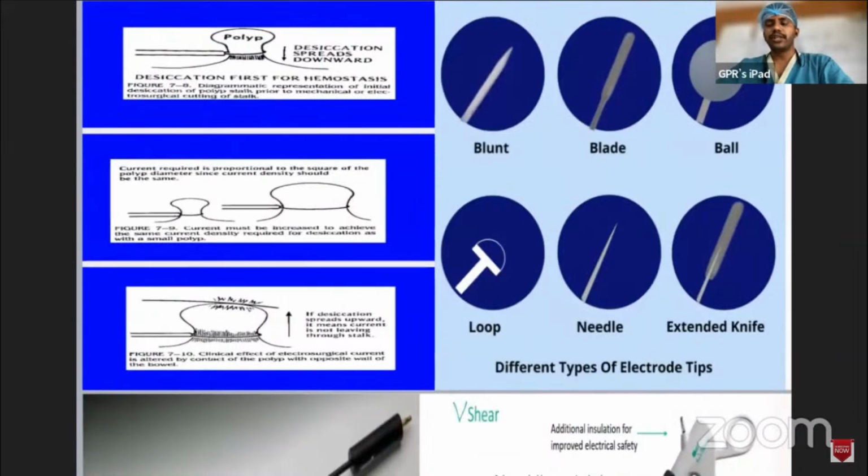These are the different types of other electrocautery tips. Could be blade, blend, ball, loop, needle, and extended knife. The blunt tip or needle is what we always use for the cutting property, whereas the one with more surface area is used for coagulation. This particular ball kind of tip will be mostly used for hysteroscopic procedures, and the loop will be mostly used for colonoscopy or endoscopic procedures.